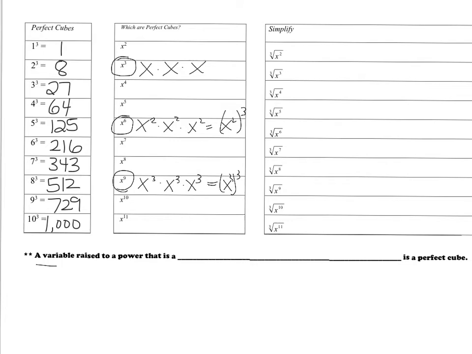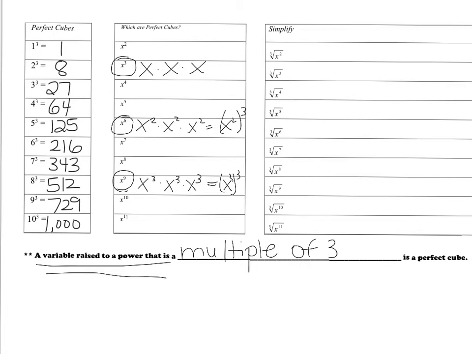So now let's look down here. A variable raised to a power that is a blank is a perfect cube. Look at the exponents on those. 3, 6, 9. What's the next one going to be? X to the 12th. So a multiple of 4 is a perfect cube. What are you going to put there? Multiple of 4. Of 3, not 4. I don't know what I'm talking about. A multiple of 3 is a perfect cube.